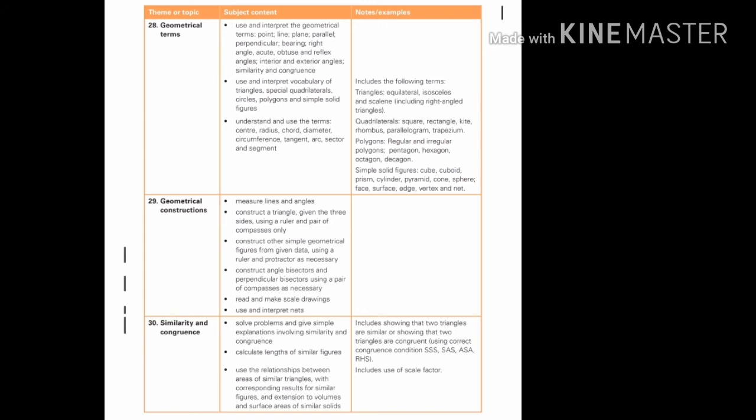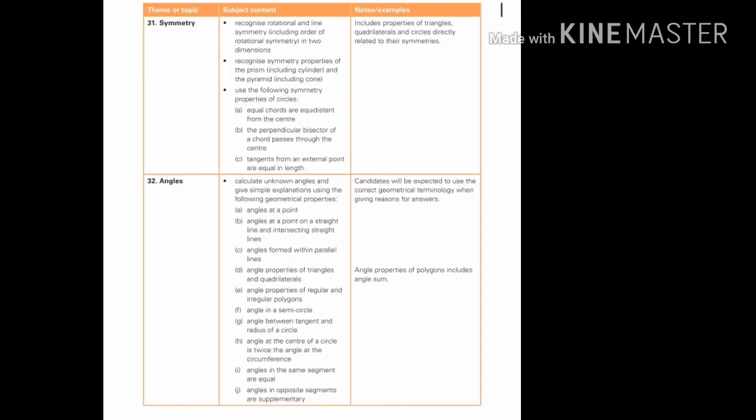Chapter number 30 includes similarity and congruence. Calculate the lengths of similar figures, solve problems and give simple explanations involving similarity and congruence, and the relationship between areas of similar triangles and their correspondence as well. Chapter number 31, which includes symmetry. Recognize rotational and line symmetry. Recognize symmetry properties of the prism and the pyramid.